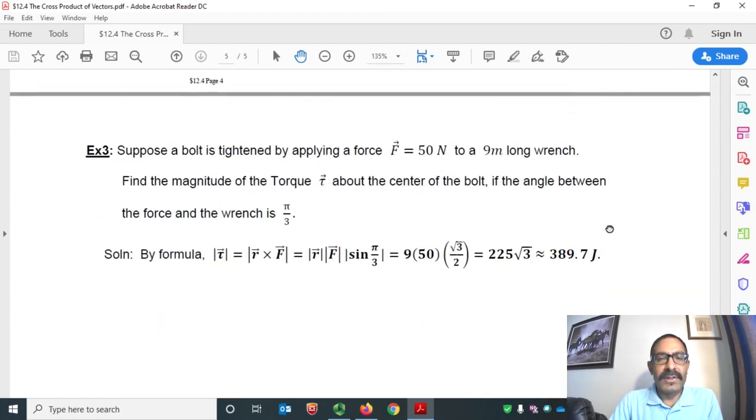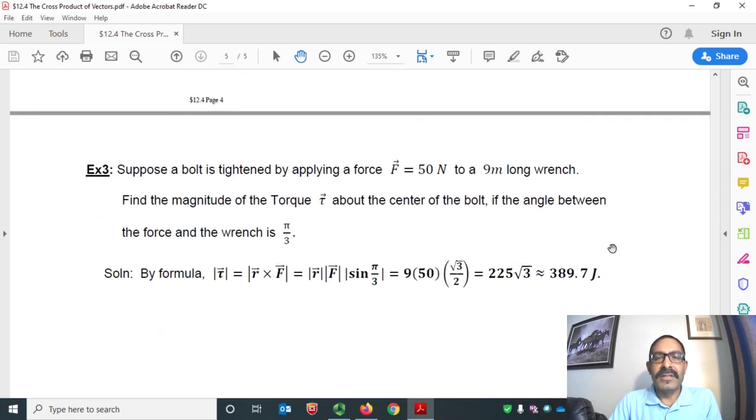Let's do example 3, the applications of the cross product of vectors. Suppose a bolt is tightened by applying a force of 50 Newtons to a 9-meter long wrench. Find the magnitude of the torque vector about the center of the bolt if the angle between the force and the wrench is pi/3. So let's apply the formula.